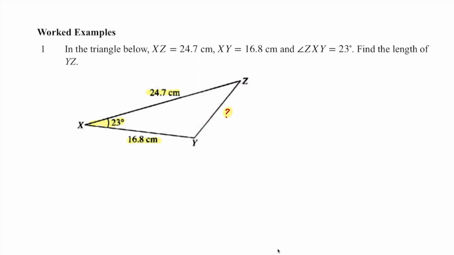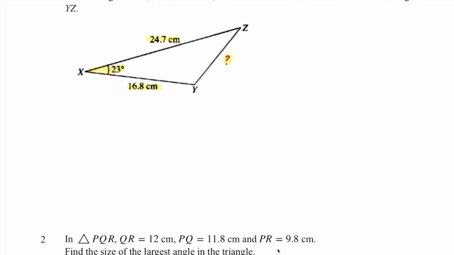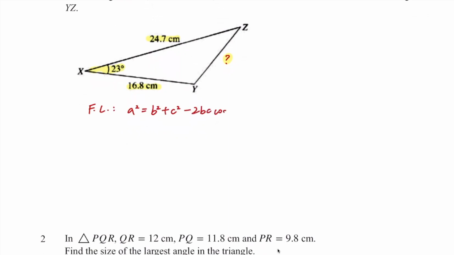Okay, so when do you use it? You must be able to identify what I just went through. Then the next thing is how to use it. Okay, so let's just take from your formula list. According to your formula list, a squared equals b squared plus c squared minus 2bc cos A. So I mentioned the a and A must be opposite each other.